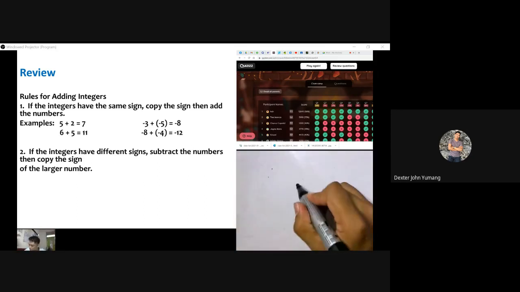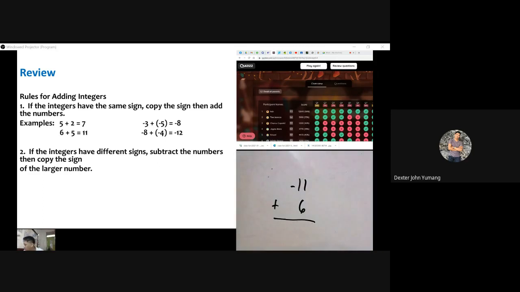What about this example? We have negative 11 plus 6. So anyone on the chat box, please? Again, they are different signs. Magkaiba po sila ng signs. So therefore, you are going to subtract it. Then copy the sign with the larger number. Negative 11 plus 6. Anyone, please type on the chat box.